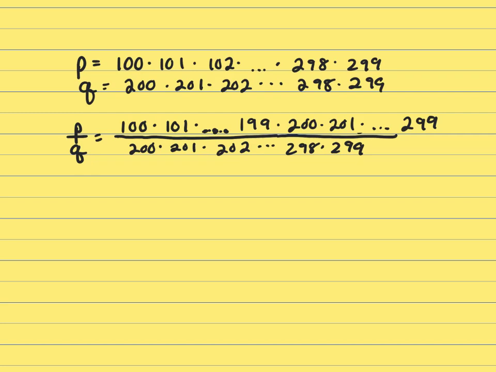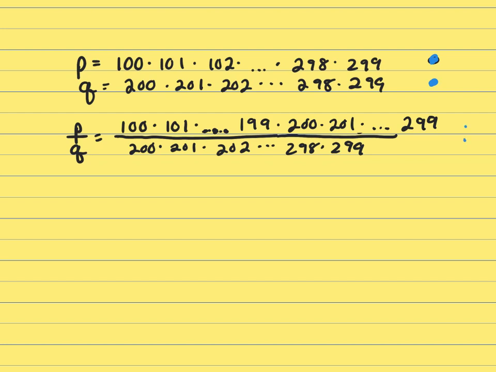We're trying to figure out which of the following could be P over Q. So P is a product of the integers from 100 to 299. That's this line. And Q is a product of the integers from 200 through 299. That's this. And then we talk about the quotient P over Q.